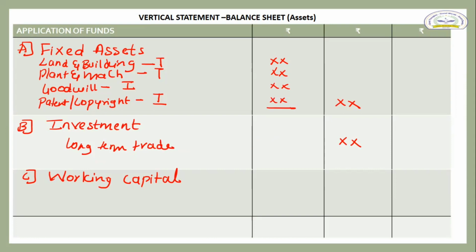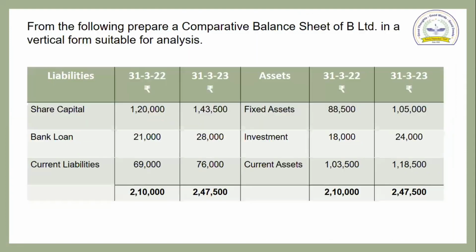Now working capital, student. What is the meaning of working capital? Working capital is the excess of current assets over current liability. This is the formula of working capital. These working capital funds are for the purpose of day-to-day operation of the business. So here I am going to write the amount in the first column, and the total of this we are going to write in the second column, and the third one is we are going to write here.